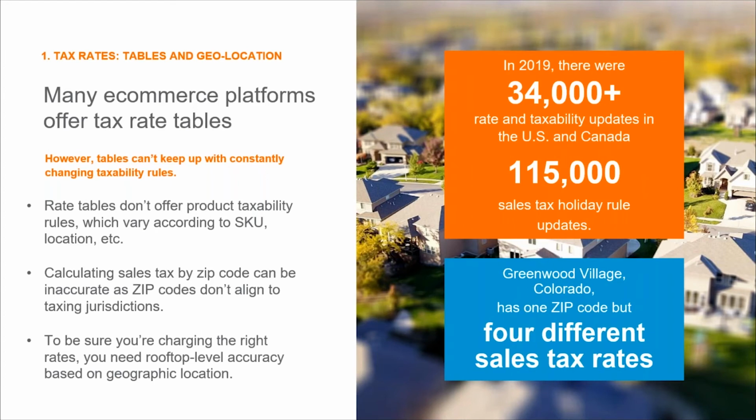So the challenge is if you're using tax tables, it's difficult to keep up with all of the different rules and the rates. Also, rate tables don't typically offer product taxability rules, and those will often vary by SKU or location, etc. And then calculating sales tax by zip code is not going to give you an accurate result. Greenwood Village, Colorado has one zip code but 4 different sales tax rates.